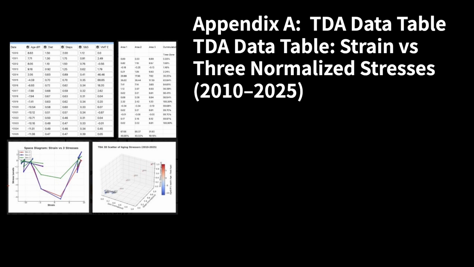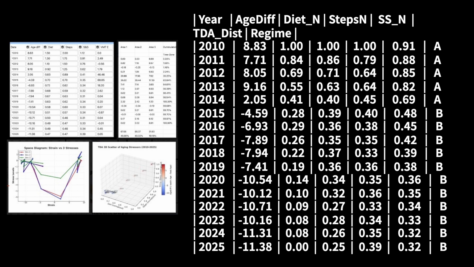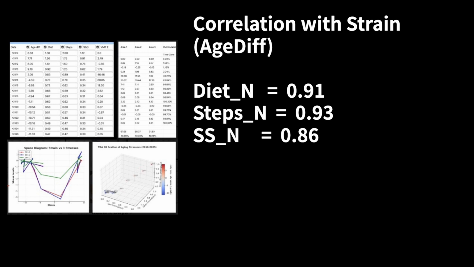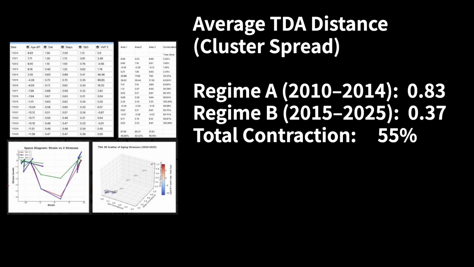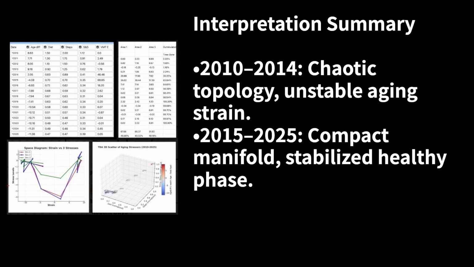TDA data table, strain versus 3 normalized stresses, from 2010 to 2025. Year, age diff, diet, steps, and S&S normalized dataset, regime. Correlation with strain, age diff: diet N is 0.91, steps N is 0.93, S&S N is 0.86. Average TDA distance, cluster spread: Regime A, from 2010 to 2014, 0.83. Regime B, from 2015 to 2025, 0.37. Total contraction, 55%.